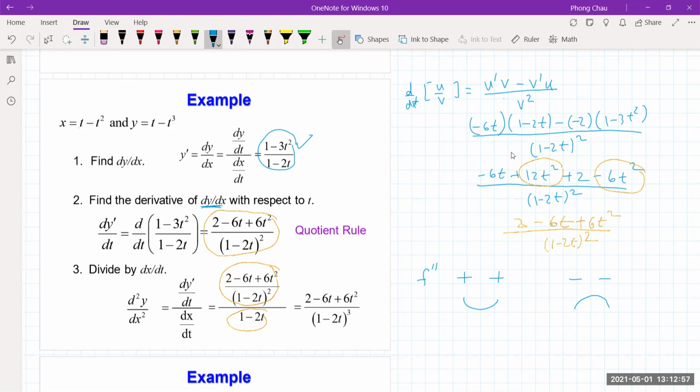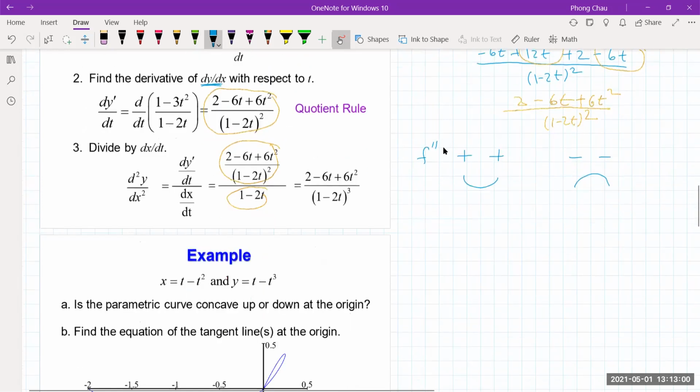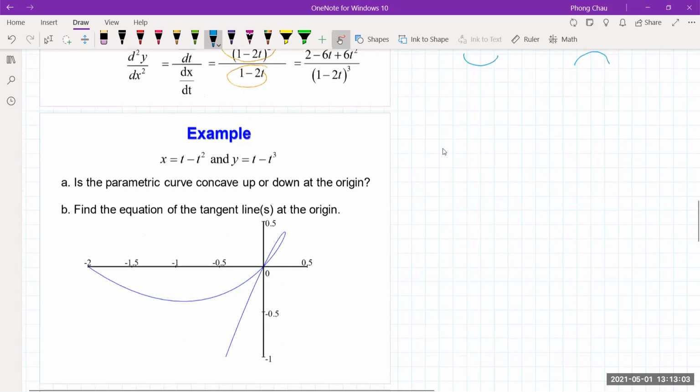So let's use that information by looking at this example here. Again, I have the same graph, x equals t minus t squared and y equals t minus t cubed. If you graph this on the calculator, that's what it's going to look like. The question is, is this parametric curve concave up or concave down at the origin?